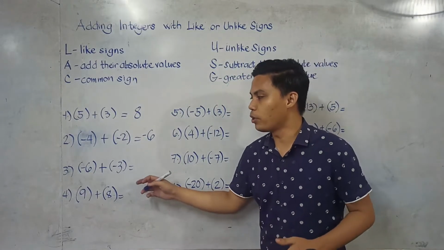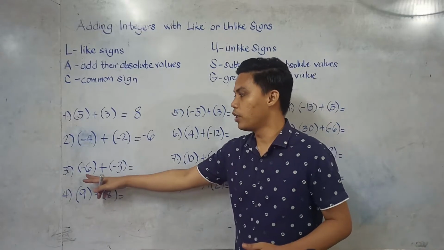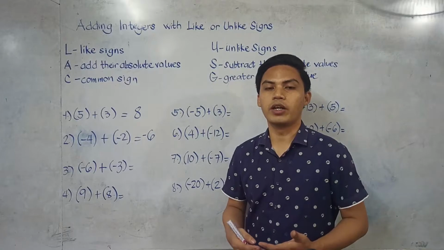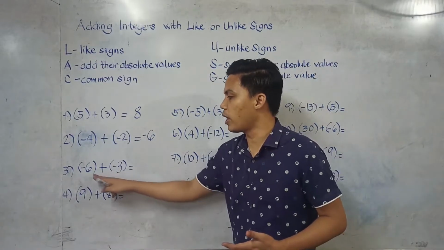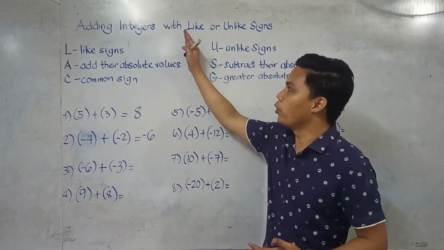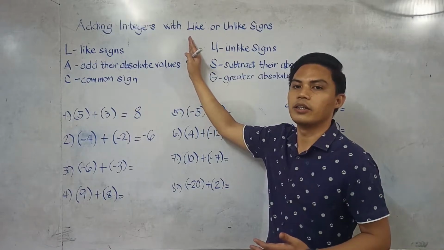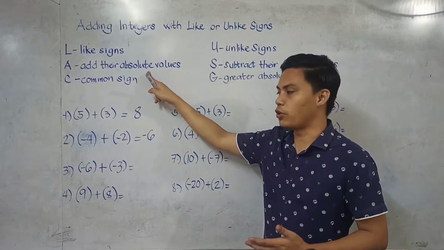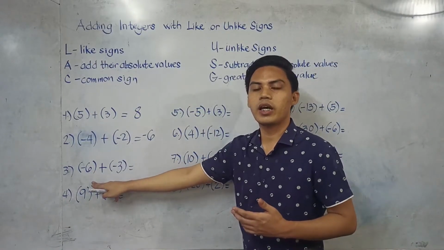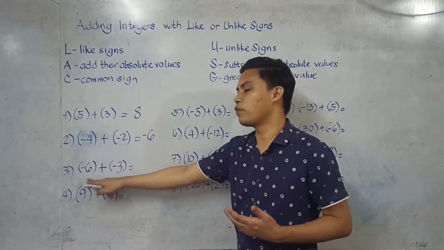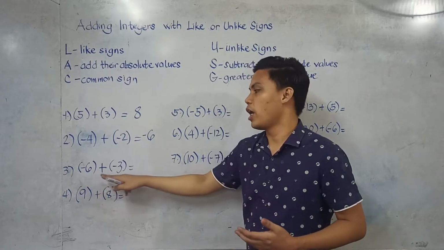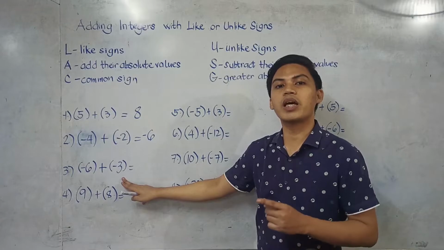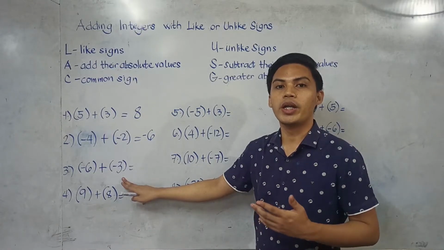Now, how about number 3? We have negative 6 plus negative 3. So again, since they have the same sign or like signs, we're going to use LAC. Okay? Like signs. Next, add their absolute values. Anong absolute value ni negative 6? Ang absolute value ni negative 6 ay 6. At ang absolute value naman ni negative 3 ay 3. So 6 plus 3 is equal to 9.